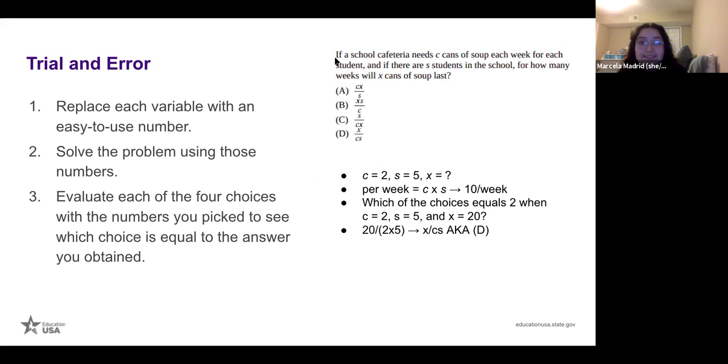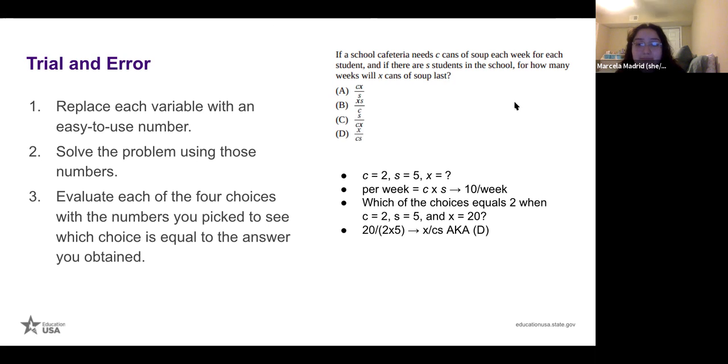That was a bit confusing. I understand if anyone has questions on this. If not, we can move on. Just looking at it, do you see how the trial and error works in this case? I see some head nods. So I'm going to move on to the next one.